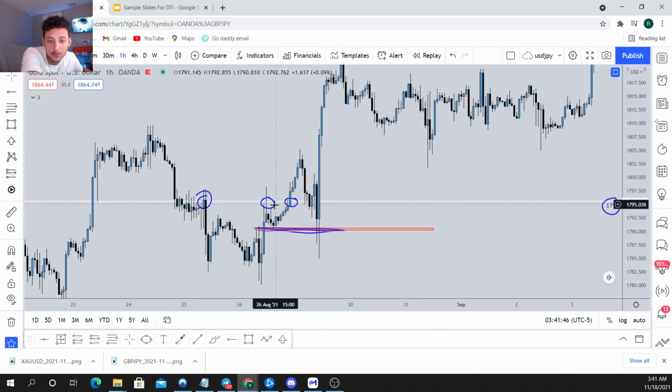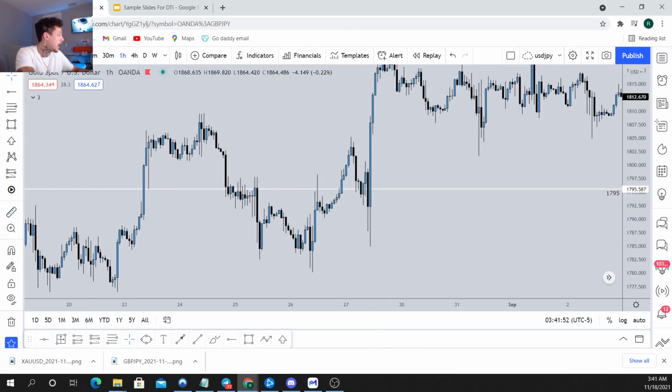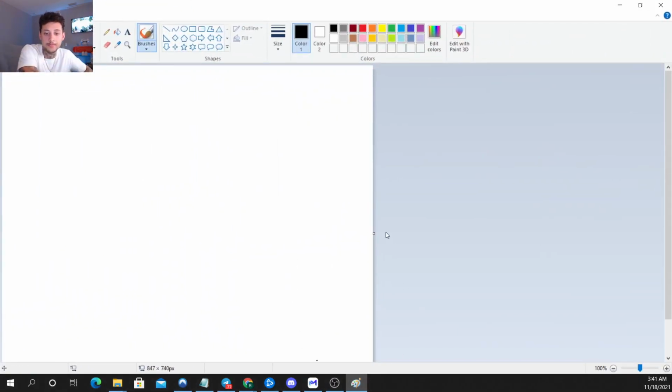So those are two real examples. What I'm going to do is draw it out for you and explain what's actually happening here. So give me 2 seconds. I'm going to open up software here. We're going to open up Paint.